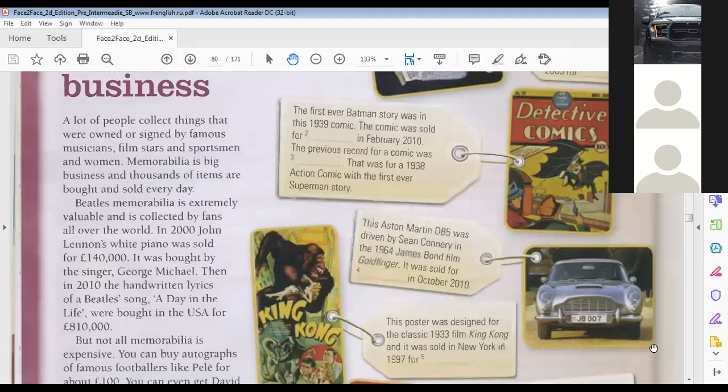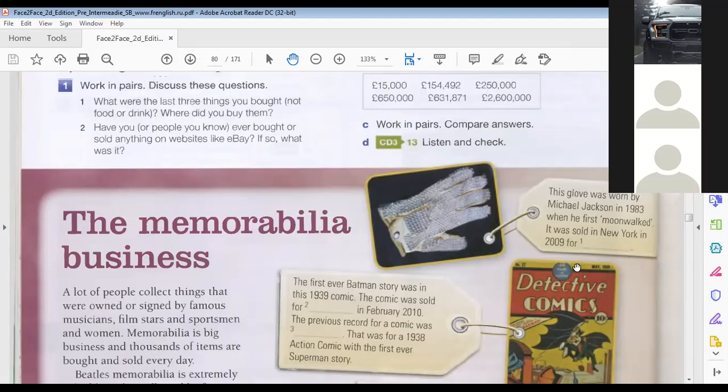Okay. And what about the car? James Bond's car, the first James Bond car. How much do you think this sold for? 2 million? Yes, I think. Do you agree, Selma? Do you think maybe the car is 2,600,000? No, I think maybe 650 or 630.